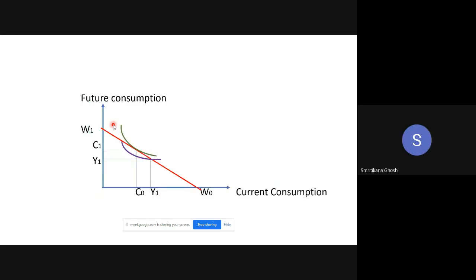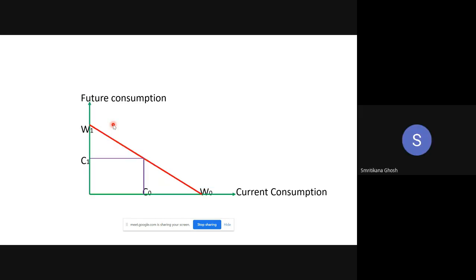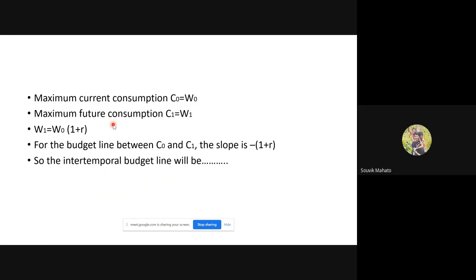Ma'am, from the equation W1 equals W naught into 1 plus r, if we differentiate, then dW1 by dW naught is coming 1 plus r. From where is the negative sign coming? Which one? This one, W1. Okay, now I can understand your problem.